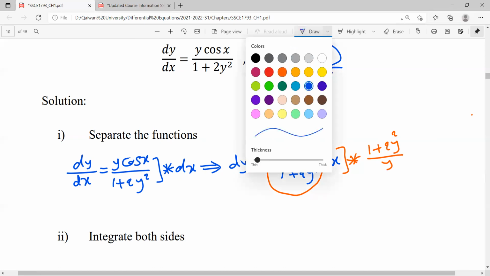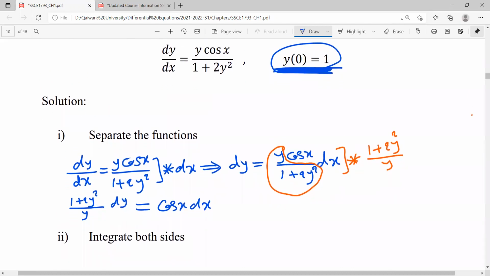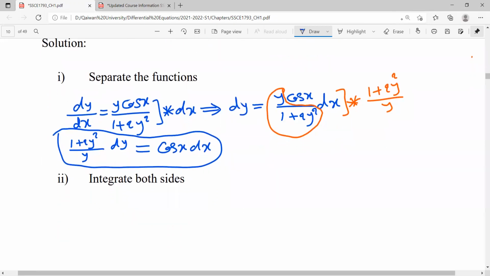So what do we get? We get 1 plus 2y squared over y dy on the left hand side, and on the right hand side we get cosine x dx. That's all. This is the separating of the variables, dx and dy, the first step. In the second step, we are going to take the integration of both sides.